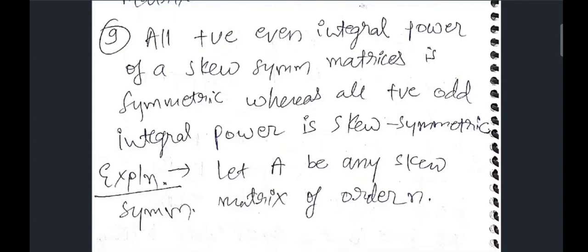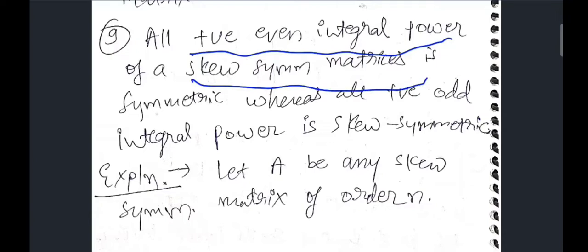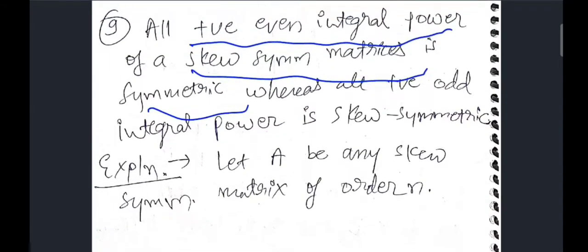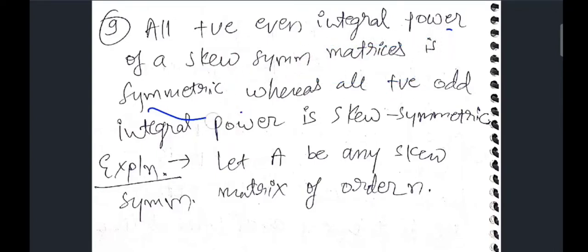So all positive even integral powers of a skew symmetric matrix are symmetric. Just see, all positive even integral powers, positive and even integral. Even means 2, 4, 8, etc. All positive even integral powers of a skew symmetric matrix are symmetric, whereas all positive odd integral powers are skew symmetric. So let us look at the proof of this.